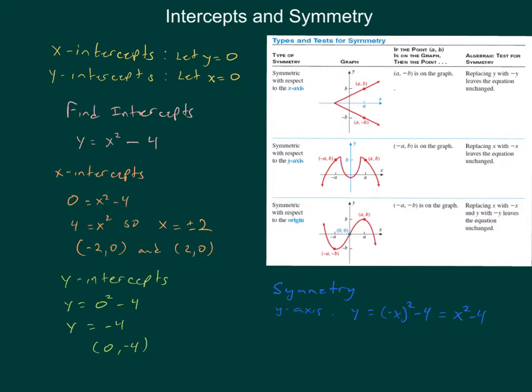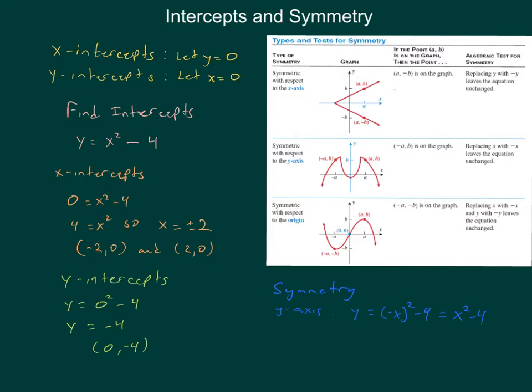The y-intercepts happen when x is 0. So I just put 0 in for x. I get y equals 0 squared minus 4, so y is -4. So I have one y-intercept, and that is the point (0, -4). That's always what you're going to do whenever you're trying to find the x or y intercepts.